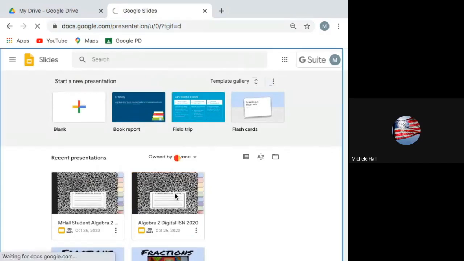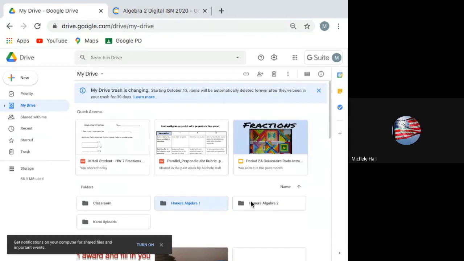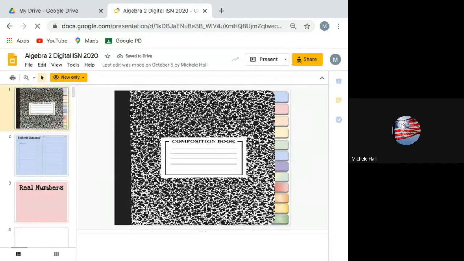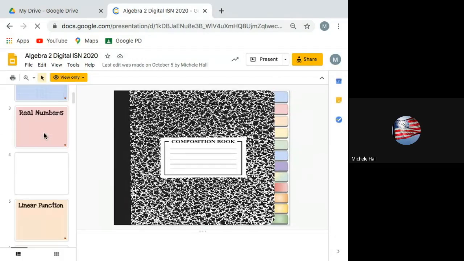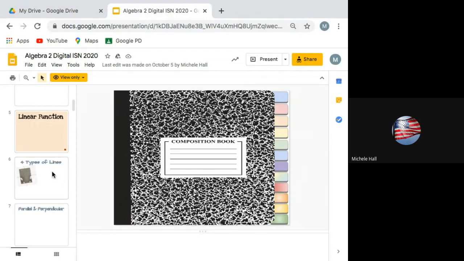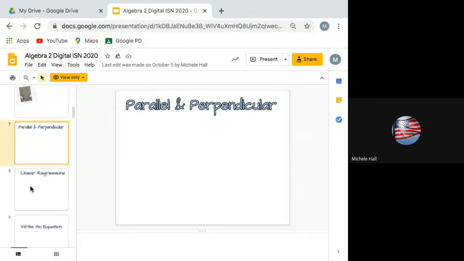And I'm going to stop there for a second to let you get caught up. You should have one folder made that says Algebra 2, and then you should have your digital ISN open. And the digital ISN should have functions here under linear, 4 types of lines. You should have your parallel and perpendicular already uploaded. For linear regressions, you're going to take a picture of your test. You're going to take 2 pictures.